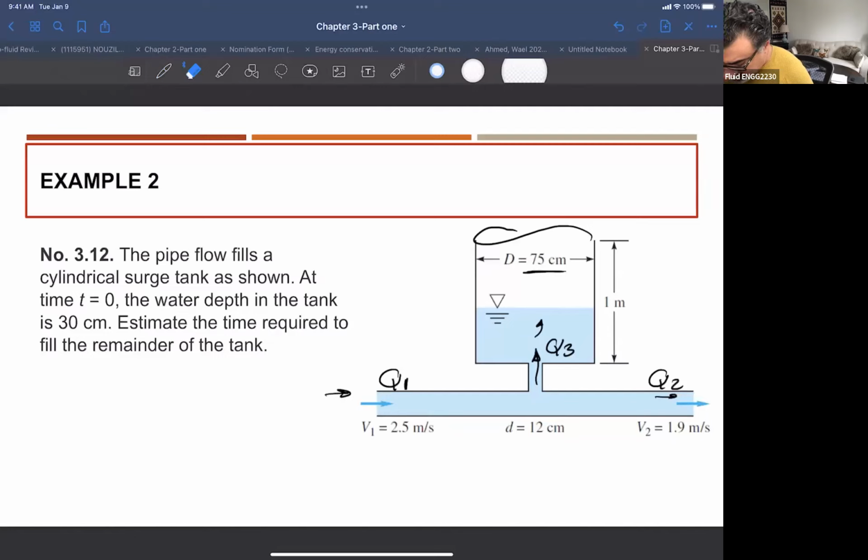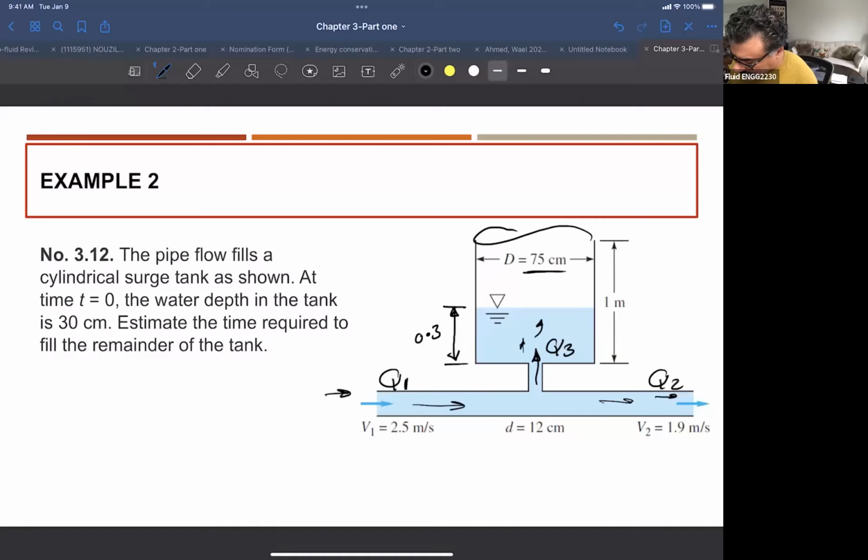At time t equals 0, the water depth in the tank is 30 centimeters. So imagine now in the beginning, the level of the water inside the tank is 0.3 meter. Estimate the time required to fill the remainder of the tank. So there is flow coming in, right? There's flow coming here.